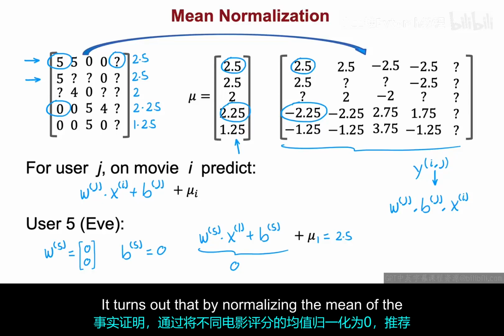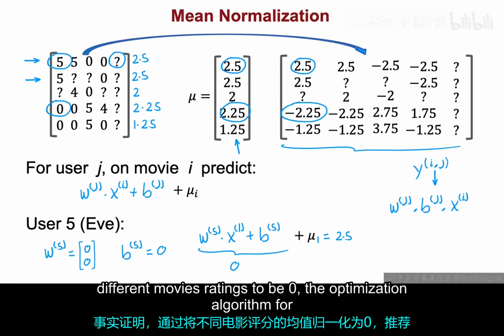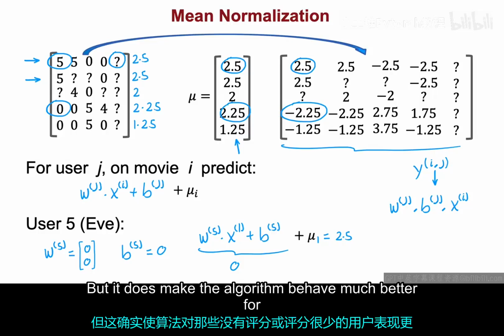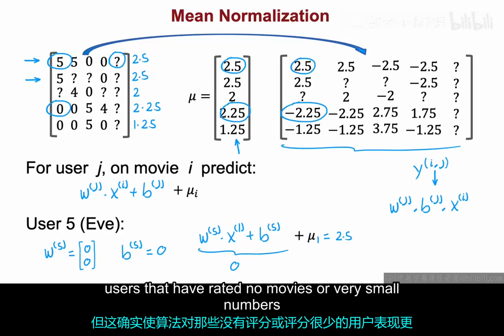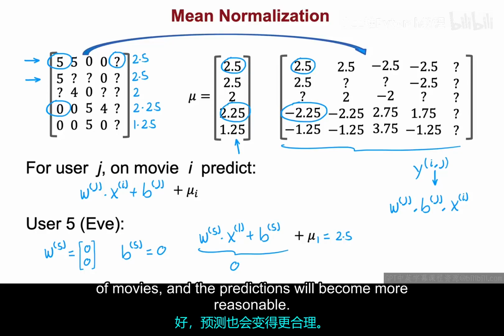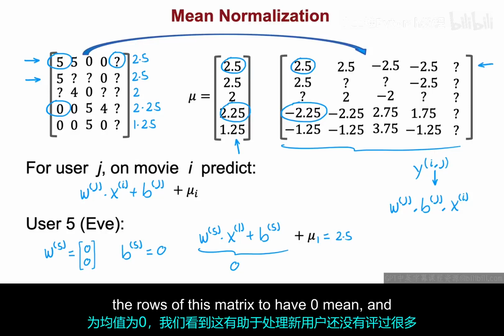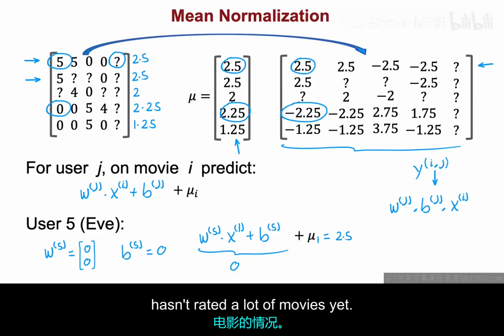It turns out that by normalizing the mean of the different movies' ratings to be 0, the optimization algorithm for the recommender system will also run just a little bit faster. But it does make the algorithm behave much better for users that have rated no movies or very small numbers of movies, and the predictions will become more reasonable. In this example, what we did was normalize each of the rows of this matrix to have 0 mean, and we saw this helps when there's a new user that hasn't rated a lot of movies yet.